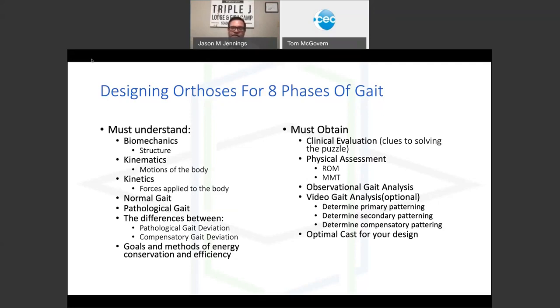And to be able to do that, we have to obviously, what I just talked about, get a really good clinical evaluation, which I call clues to solving the puzzle. Each patient is a different puzzle, and they all have different pieces. And with good physical assessment, range of motion, manual muscle testing, gait analysis, video gait analysis, you should be able to come up in your mind with what your orthotic design will be so that you can pre-plan for your optimal cast.